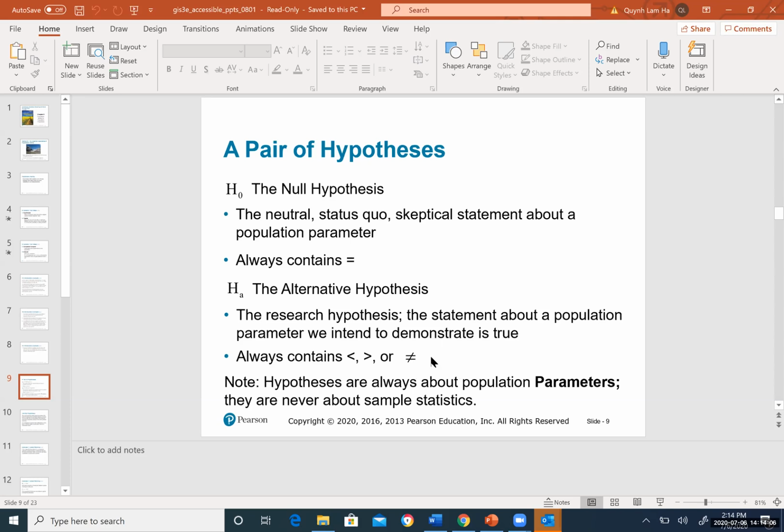It's based on the story. Then the number will be from H naught, and HA will be, you will see it.